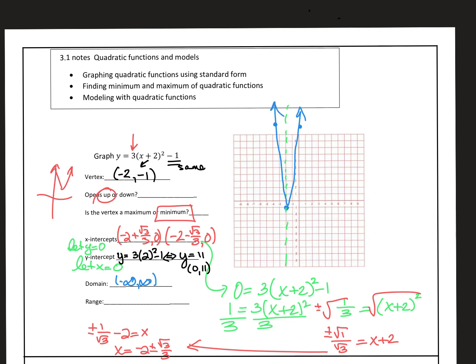So my range, you can see all my y's are greater than or equal to -1, which is equivalent to saying -1 to infinity. And that's graphing a quadratic in vertex form.